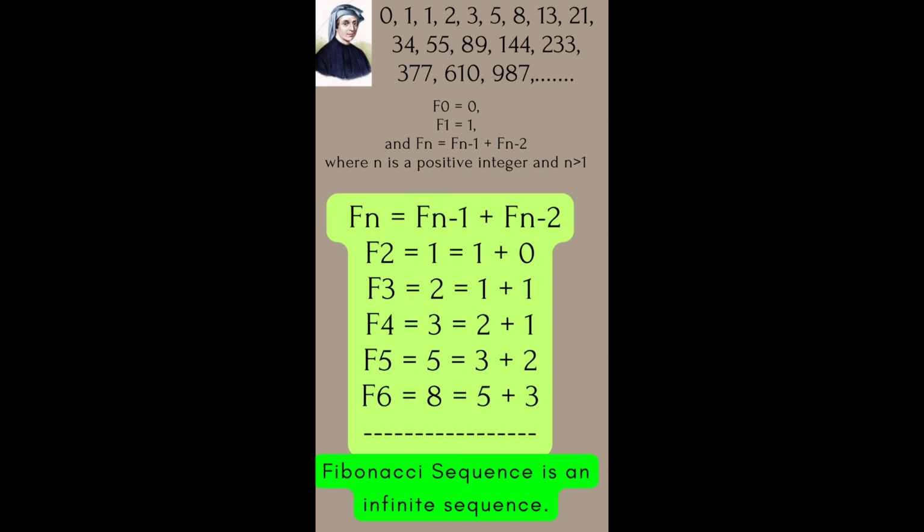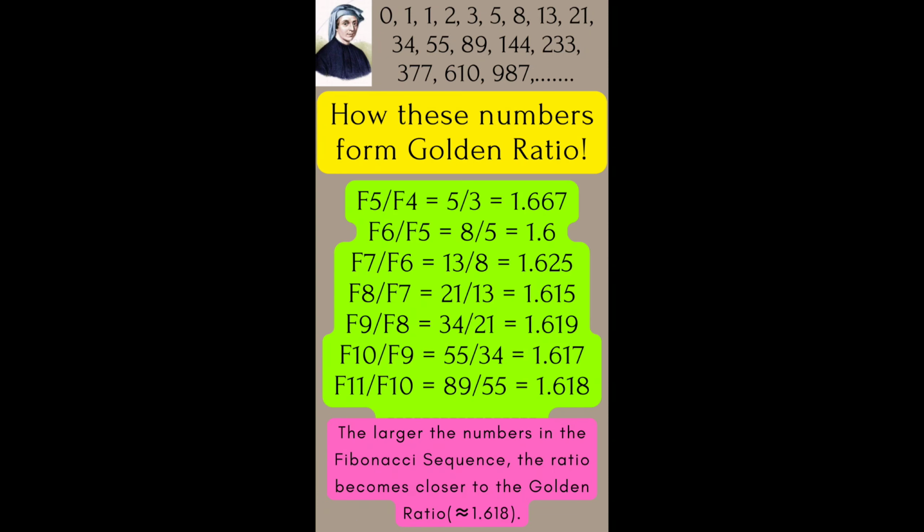where f of n is the nth term, f of n minus 1 is the (n minus 1)th term, and f of n minus 2 is the (n minus 2)th term. So we can easily calculate the hundredth or the millionth or the trillionth number of the Fibonacci series. We can say the Fibonacci sequence is an infinite sequence.